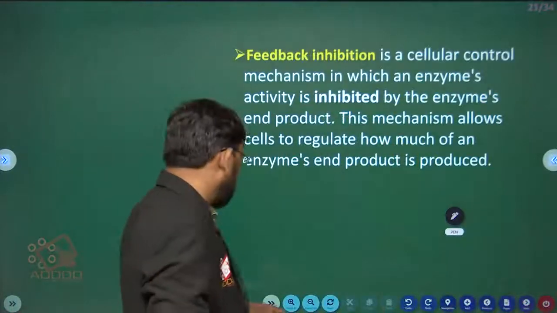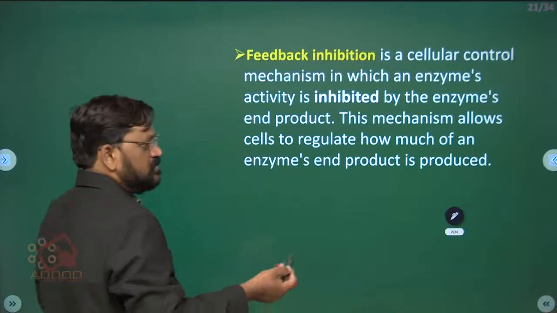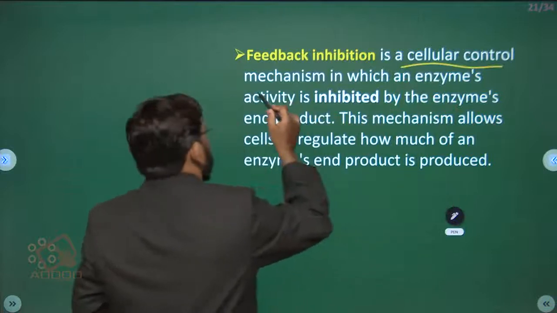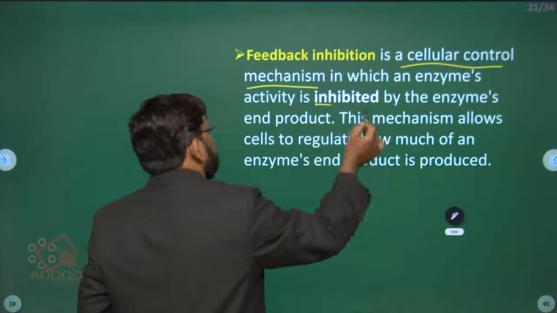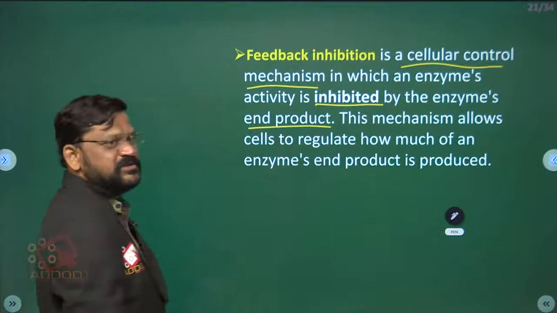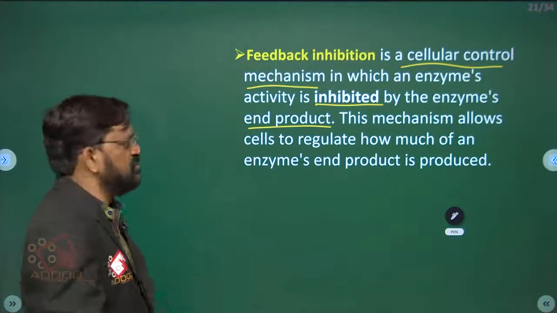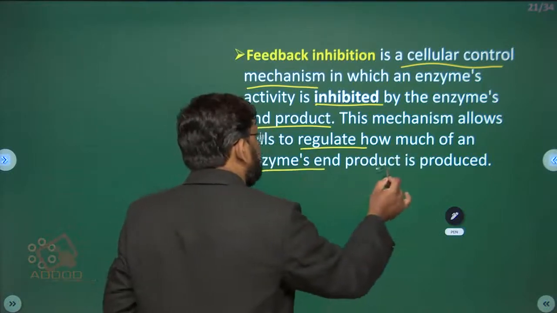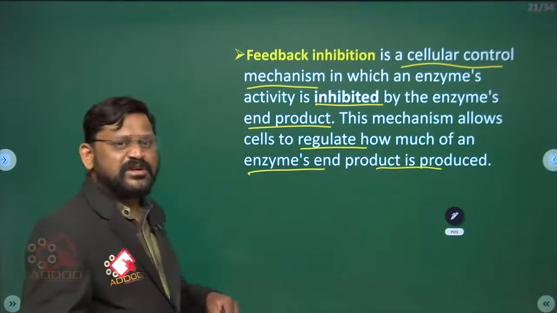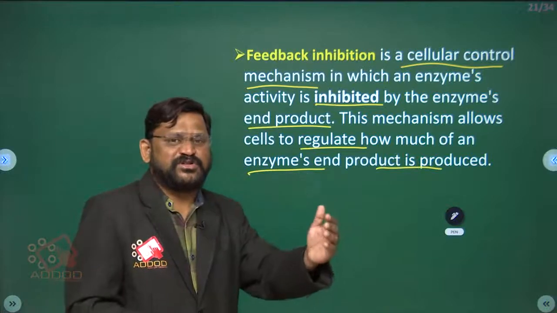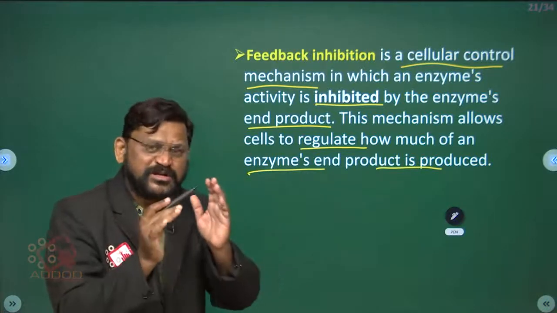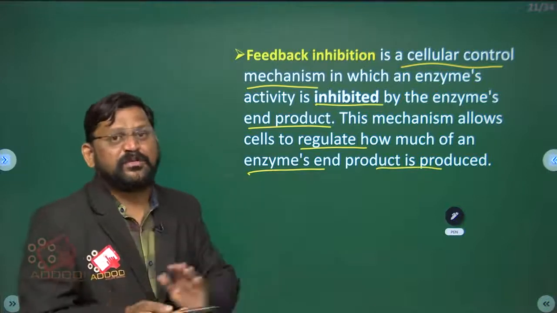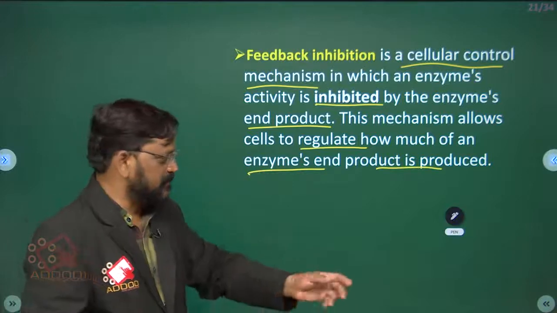So we discussed enzyme inhibitors. What is meant by feedback inhibition? It is a cellular control mechanism in which an enzyme's activity is inhibited by the end product, meaning the end product stops the enzyme because of its accumulation. This mechanism allows cells to regulate how much of an end product should be produced. Once it gets accumulated, there will be no further conversion. So you bring about only as much product formation as you want with this feedback inhibition. That is one kind of use we can say.